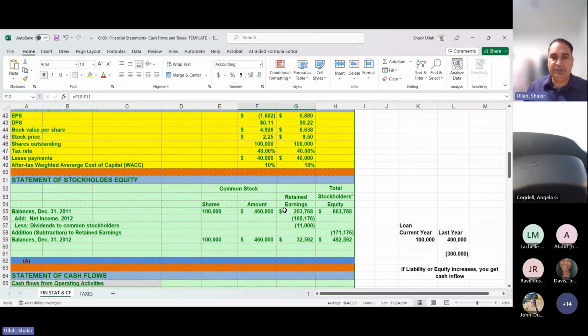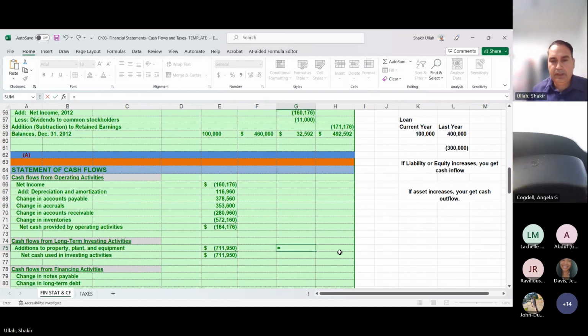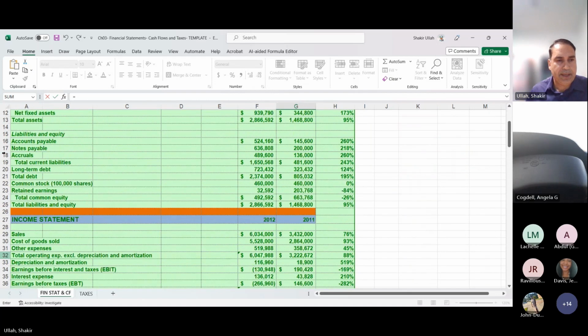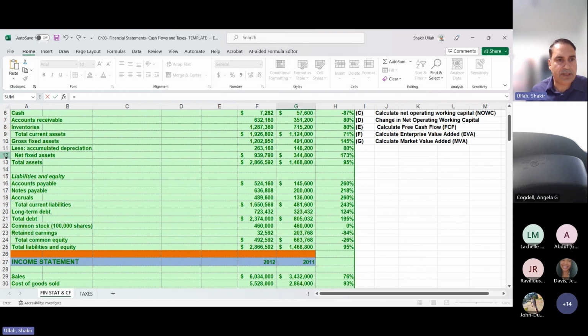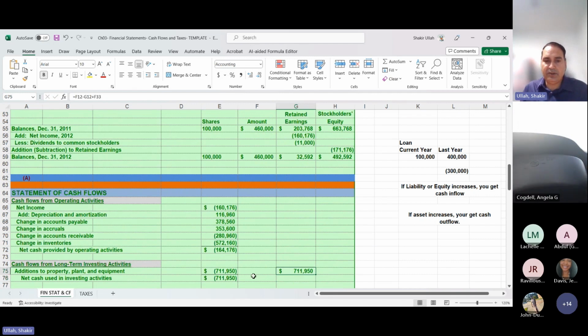Just to double check it for you, we've already done it here, but let's see what we do. Equals to, we find the difference between the net fixed assets. Net fixed assets are right here, so current year minus the previous year. Then we add the depreciation, which should be coming from the income statement. Where is that? Row number 33. We add this value. All right, so it is the same value as we have got here.